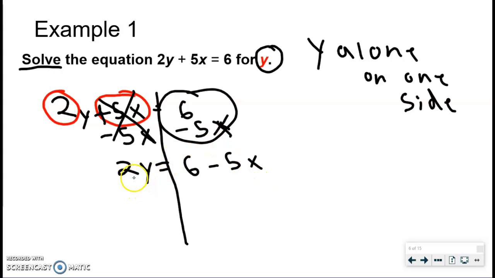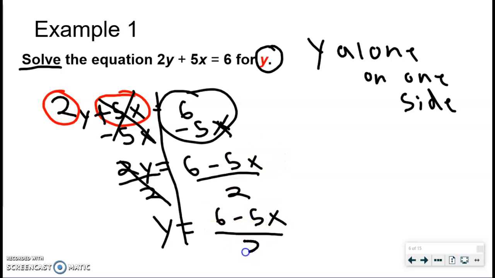Then the last part is I want to get rid of this multiplication of 2, so I divide by 2 on each side. Cancel these out. y equals, and in this case you could leave it like this, 6 minus 5x, all over 2. You could just leave it like that. You rewrote it in that case for y.